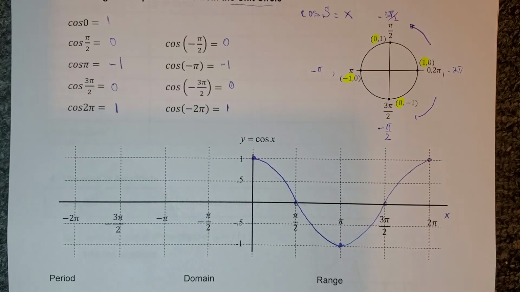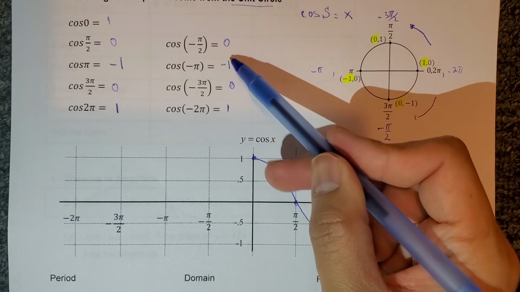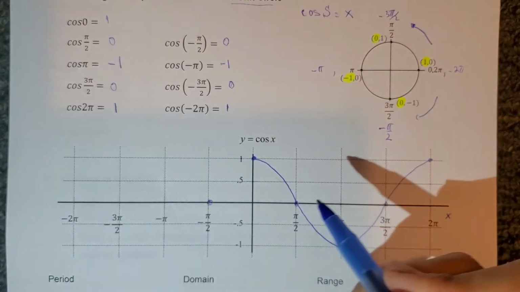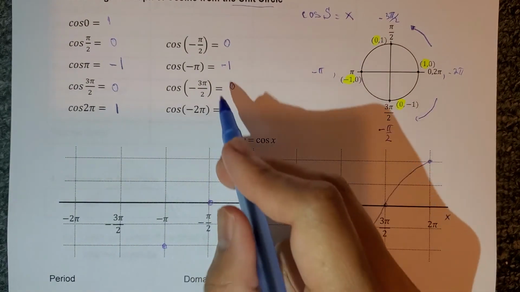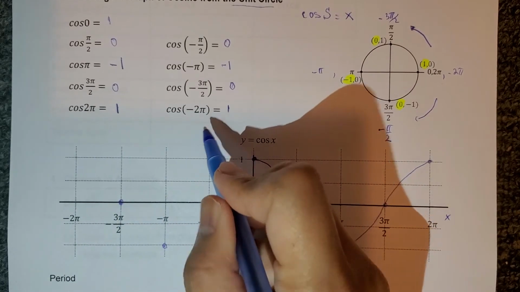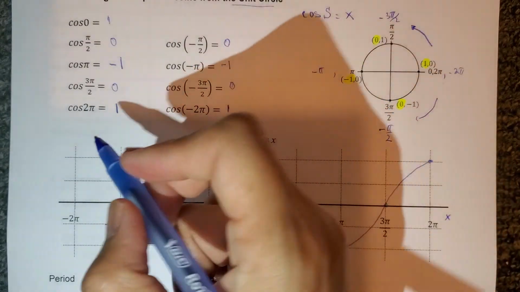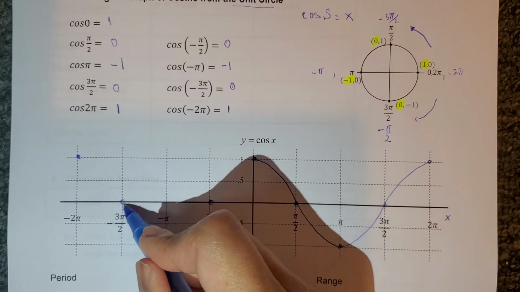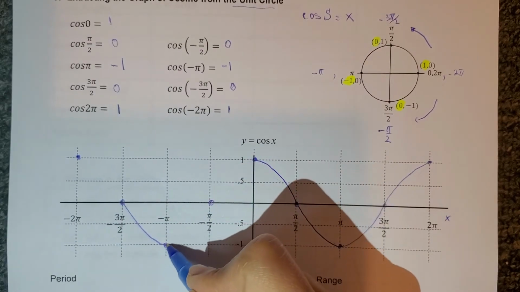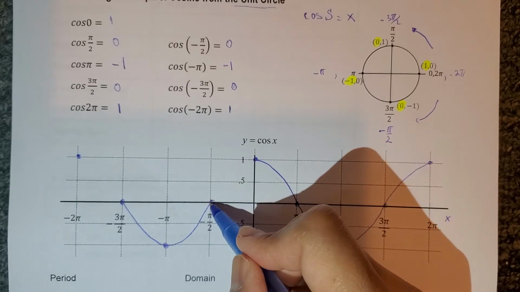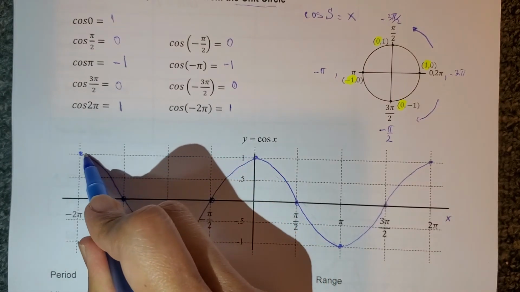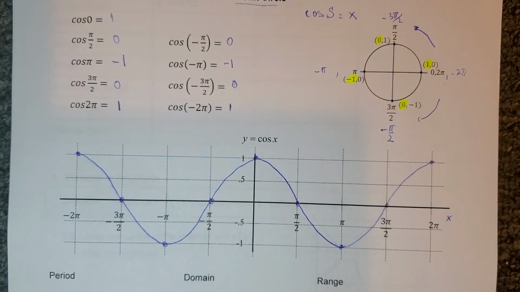Okay, so now we're going to do the negative side, the same thing. I'm going to plot the points first before I connect them. So at negative pi over 2, that's going to be 0. And then at negative pi, that's going to be -1. And then at negative 3 pi over 2, that's back to 0. And then at negative 2 pi, it's back to 1. So I'm going to connect this one again. So the same thing. This one should be like a parabola. Okay, so now I'm going to connect this like that. All right, so that's how the graph of cosine looks like.